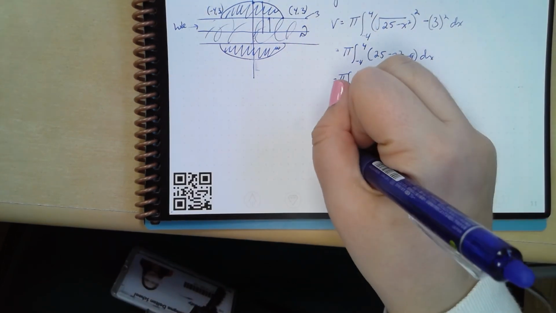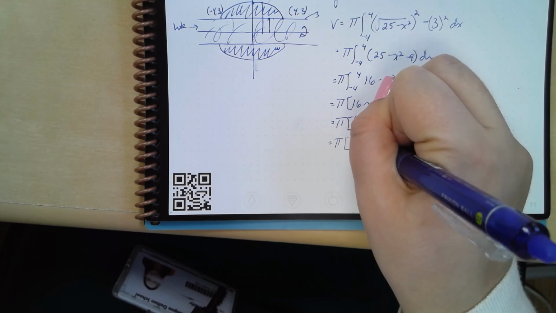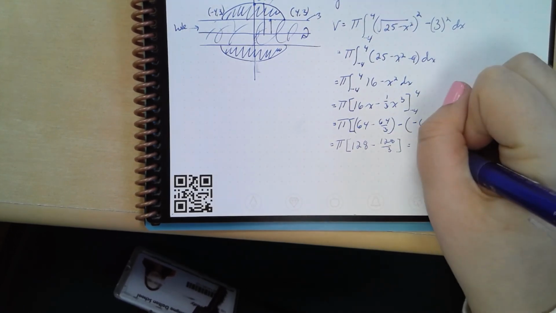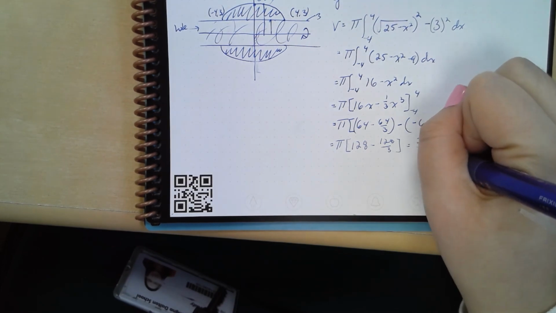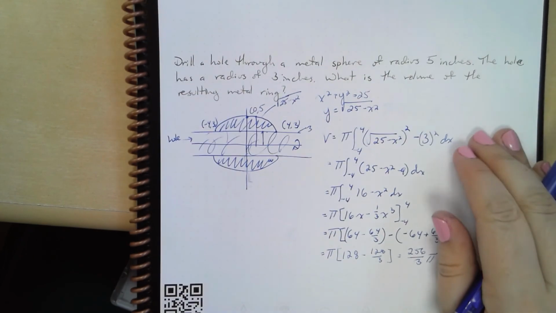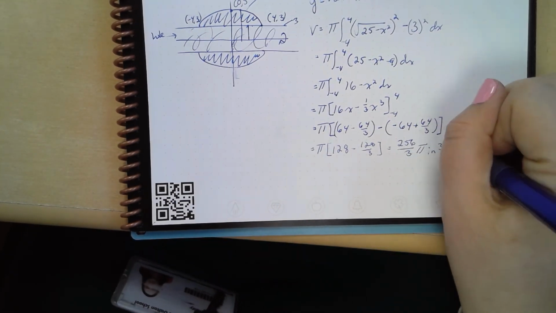So that's pi times 128 minus 128 thirds, which equals 256 thirds pi. And we actually know our units here. It's inches. We should use them. This is volume, so it's going to be inches cubed.